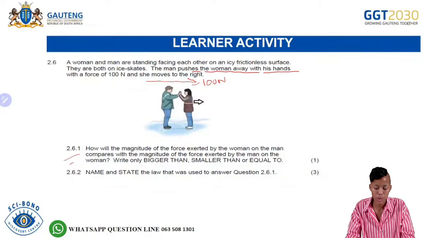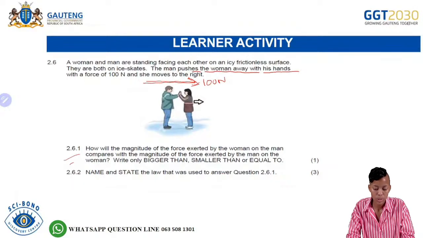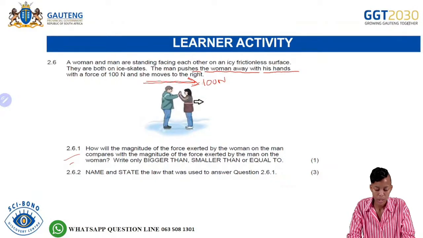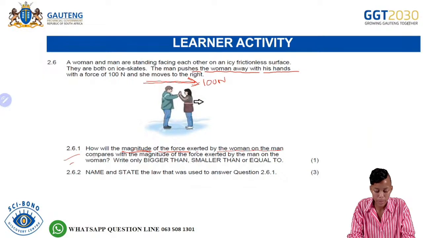So now what are they looking for? Initially they said that the man pushed the woman to the right hand side with his hands, and then the woman moved to the right. Now the question is looking for how the magnitude, which means the size, of the force exerted by the woman on the man compares.